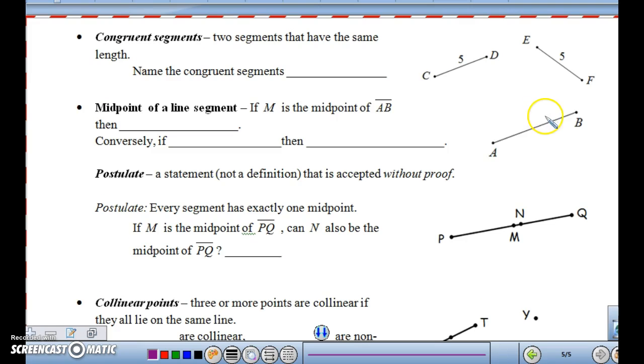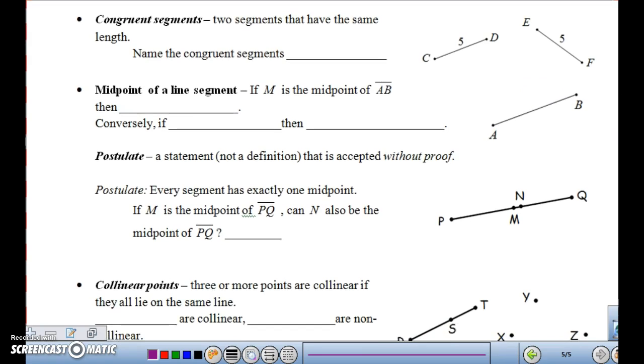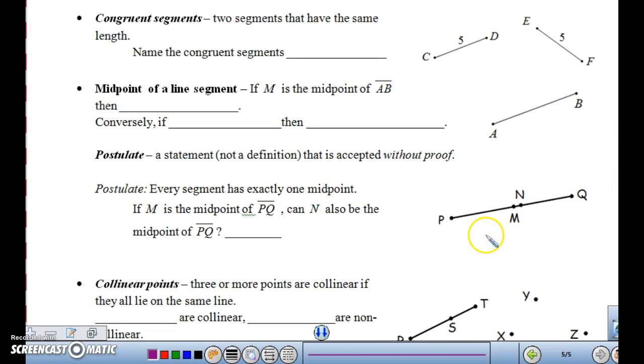The next thing we're going to look at is congruent segments. The word congruent means having the same length. The symbol for congruent is an equal sign with a little squiggle on top. That means congruent. So if we were naming the congruent segments, we want to tell what their name is. We have CD is 5 and EF is 5. They have the same length, so they are congruent. So segment CD is congruent to segment EF. That tells me those two segments have the same measure.